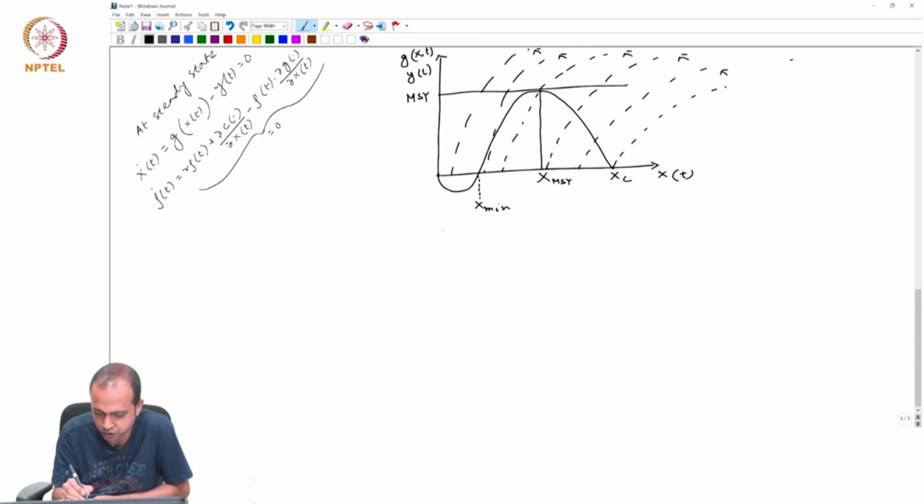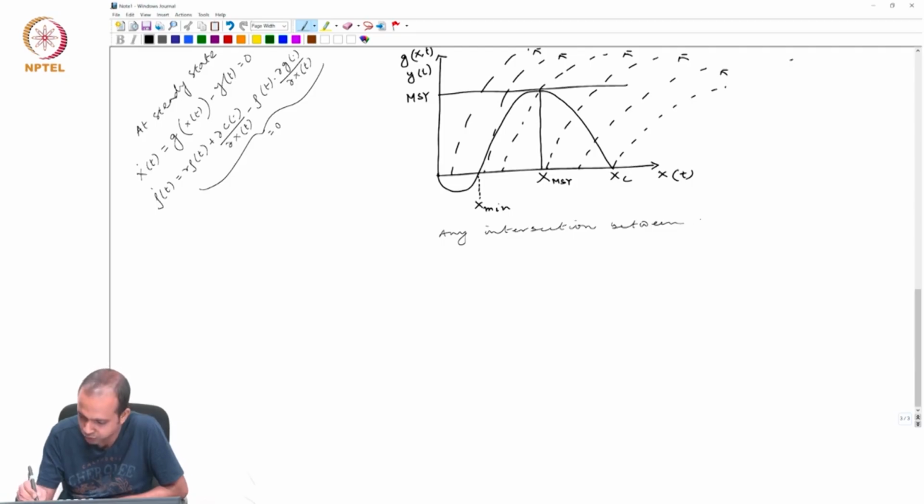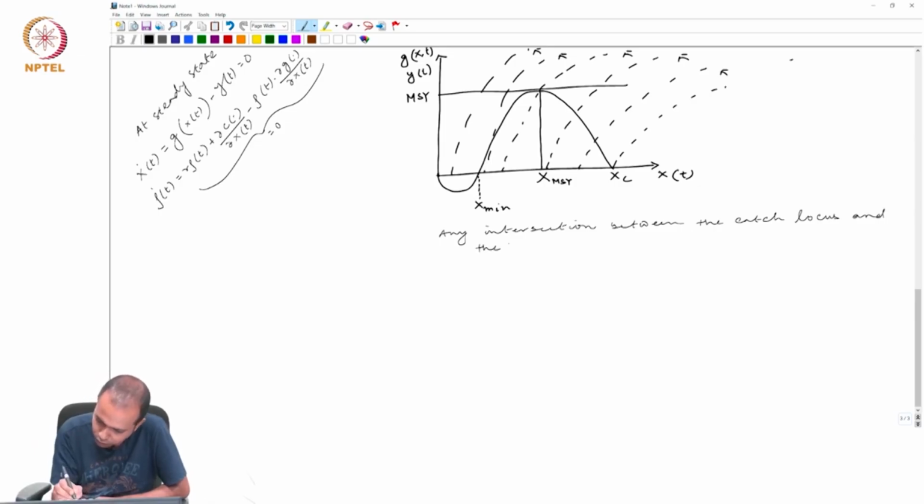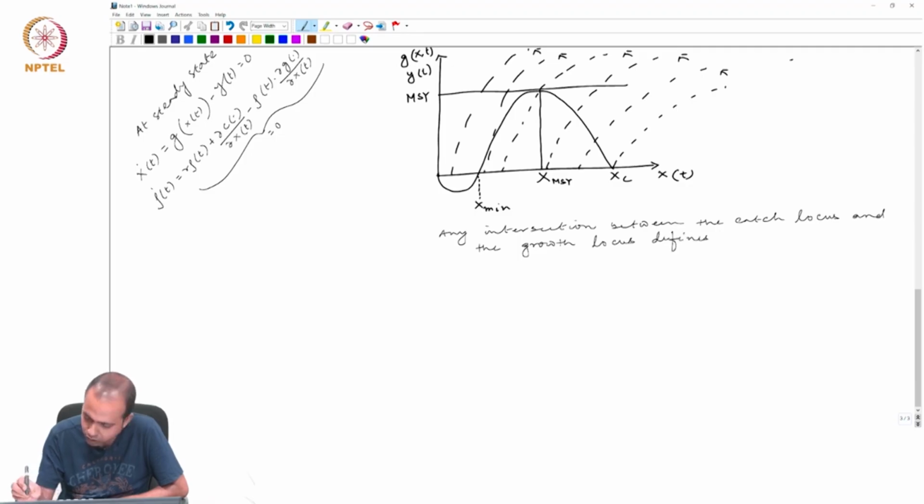So, any intersection between the catch locus and the growth locus defines a steady state.